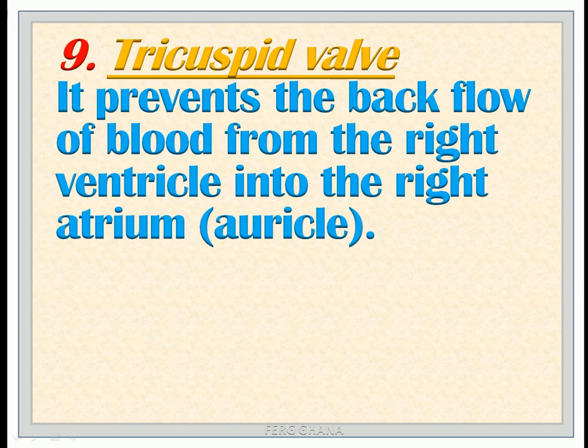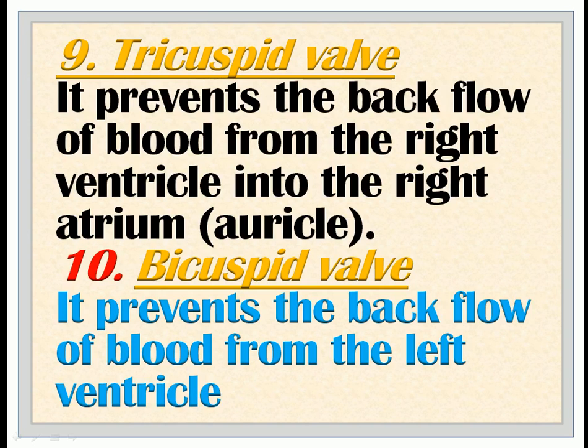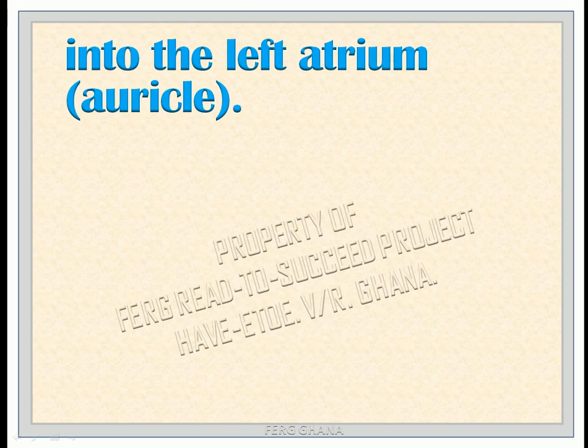9. Tricuspid valve. It prevents the backflow of blood from the right ventricle into the right atrium, or auricle. 10. Bicuspid valve. It prevents the backflow of blood from the left ventricle into the left atrium, or auricle.